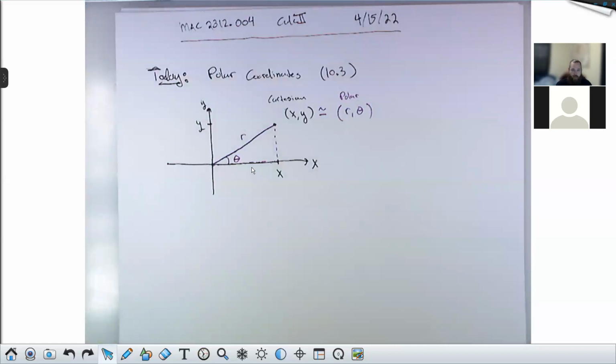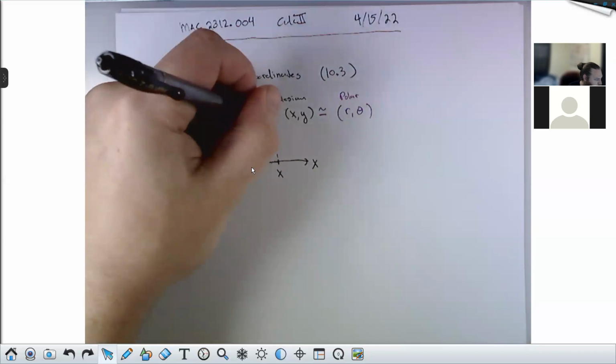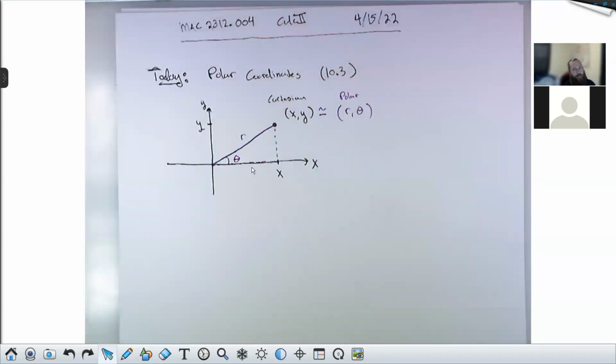It's the same thing as telling you x and y. I'm just giving you directions. How do you get from the origin to this point in the plane? And everything that you can do with xy coordinates, like draw graphs of functions, calculus, areas, tangents, all that stuff, you can do in the polar system as well.